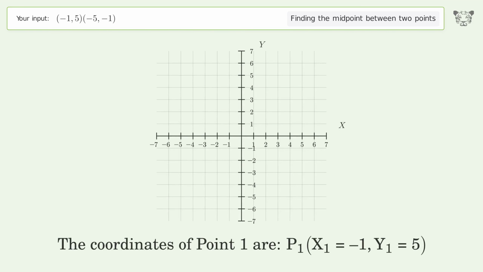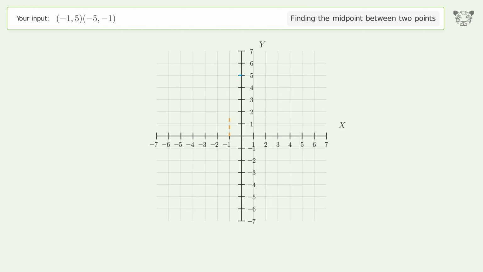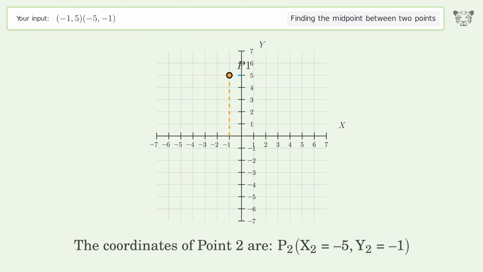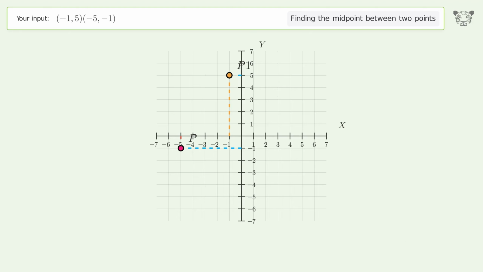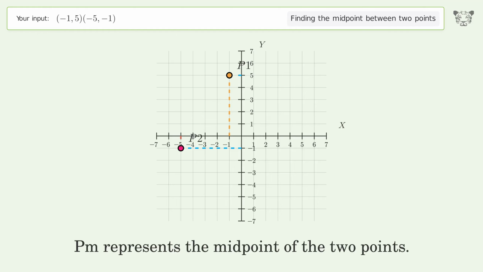The coordinates of point 1 are x1 equals -1, y1 equals 5. The coordinates of point 2 are x2 equals -5, y2 equals -1. PM represents the midpoint of the 2 points.